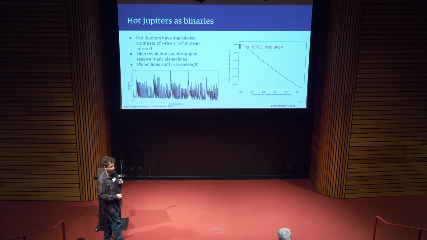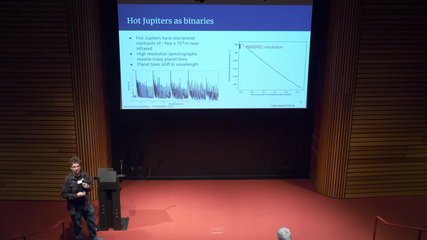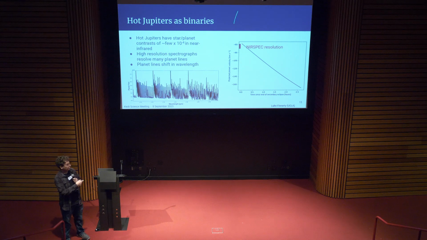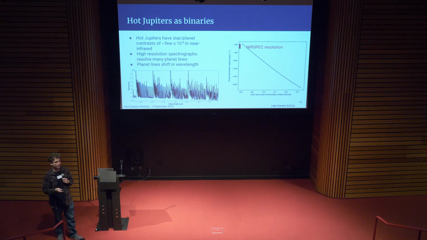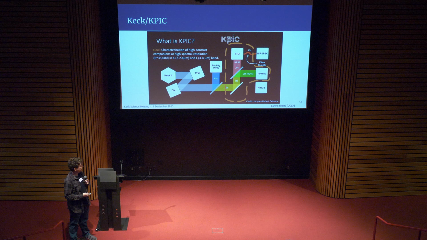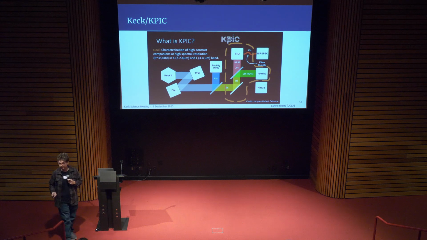If you have NIRSPEC, a planet spectrum looks like this, right? You have dozens of resolved carbon monoxide lines near the CO band head. And then if we think about observing for 3 hours after secondary eclipse, the planet's projected radial velocity shifts by 100 kilometers per second, which is something, this is the NIRSPEC velocity resolution, so that's really easily resolved. And so this makes this much more tractable to do for hot Jupiters. And the way that we do this is KPIC.